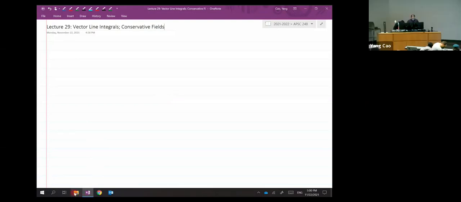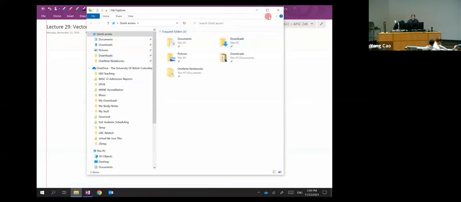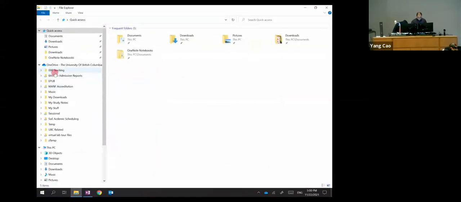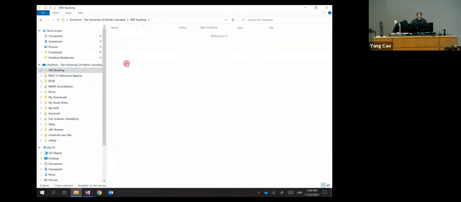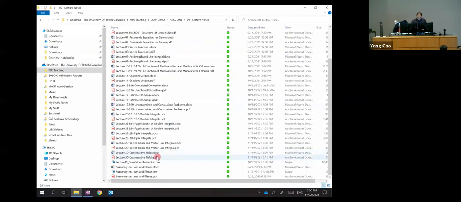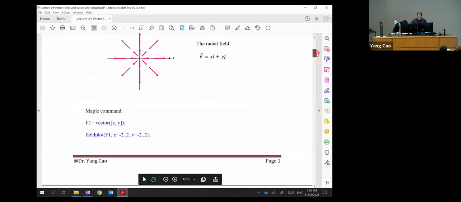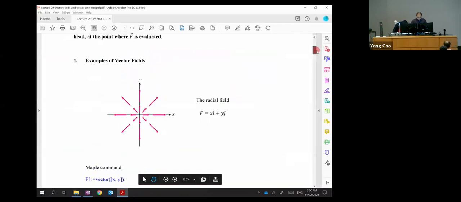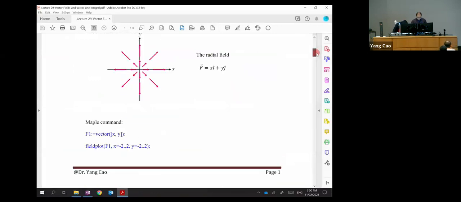All right, good evening. Let's get started. In the previous lecture, we started a new topic called vector field. We demonstrated what a vector field looks like for some very simple vector function. This is the example we have demonstrated.